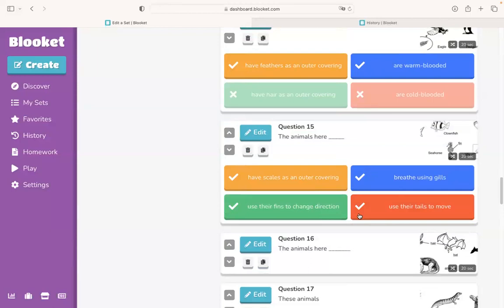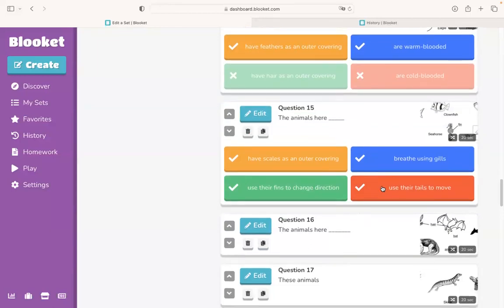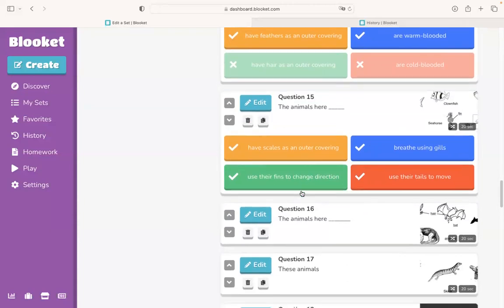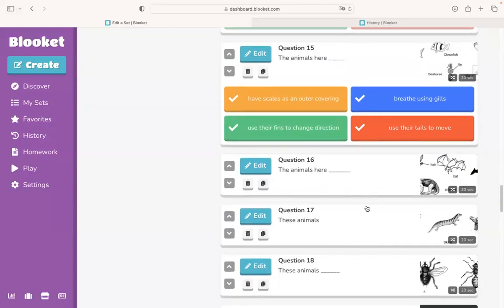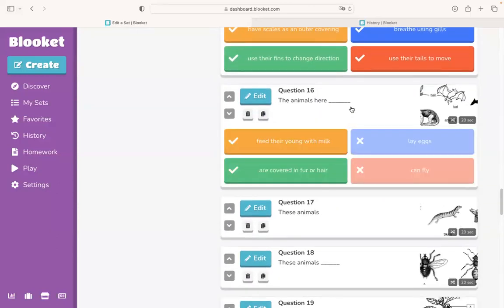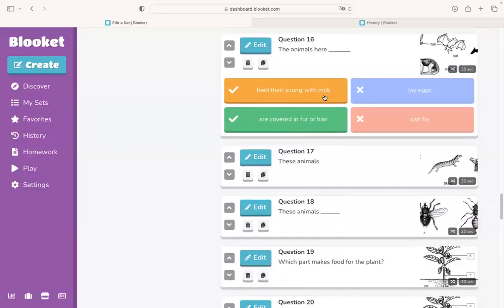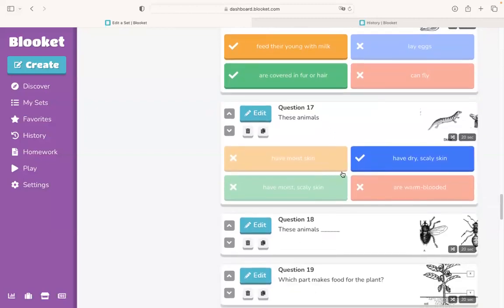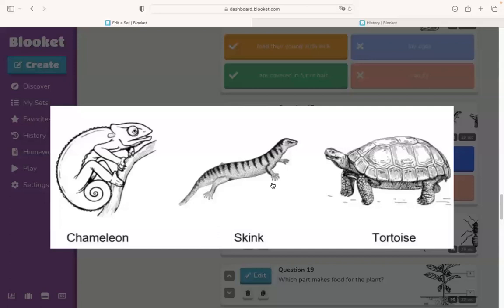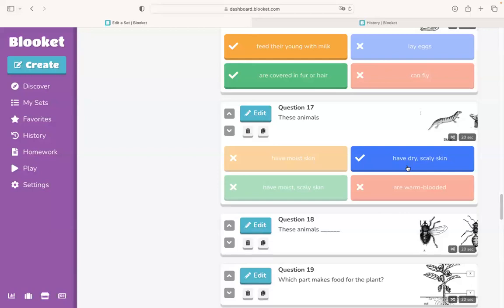All right. They use their tails to move. They have fins to change direction. All right. They have scales and breathe through gills. All right. The animals here are basically mammals. Mammals feed their young with milk and are covered with fur or hair. All right. These animals, tortoise, all these animals here have dry, scaly skin.